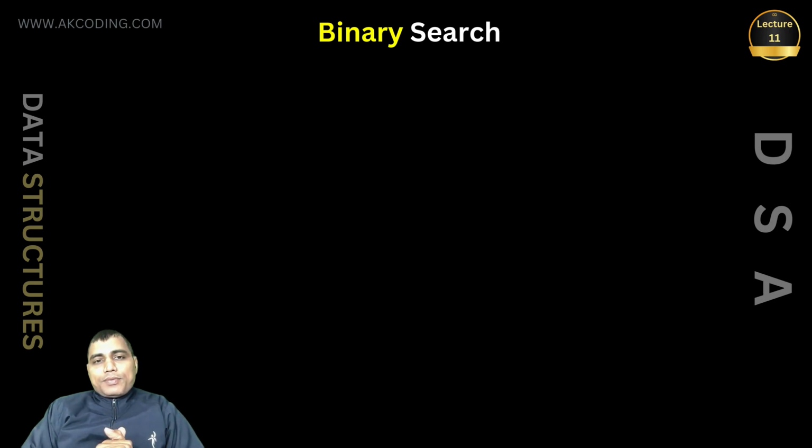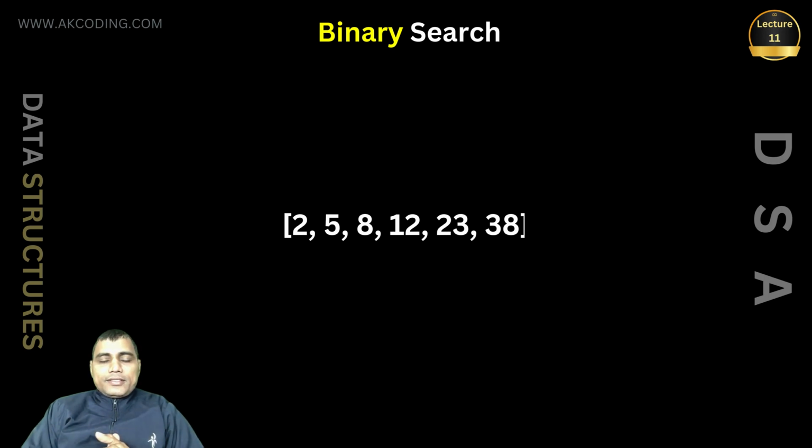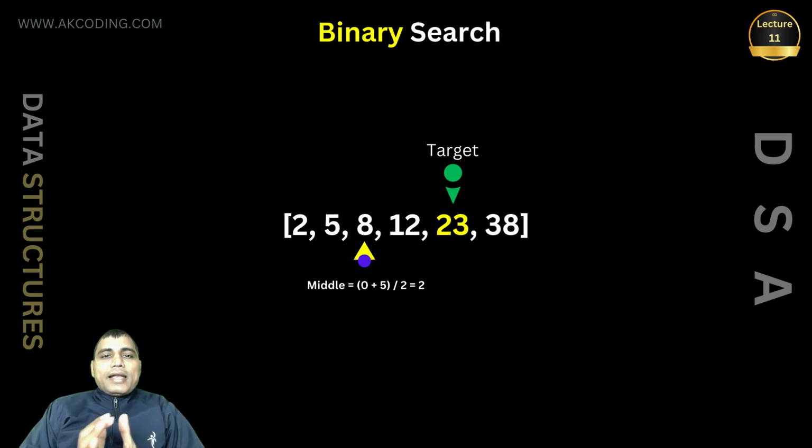Now, let's take an example. Suppose we have a sorted array: 2, 5, 8, 12, 23 and 38, and we have to search for 23 using the binary search technique. Step number 1, we have to find the middle element. In this array, the middle element is 8 and the target value is 23. So 8 is smaller than 23, and now we have to search the right half of the array.